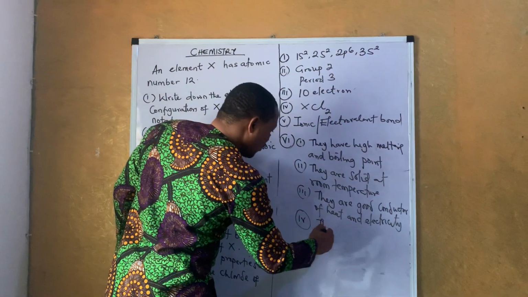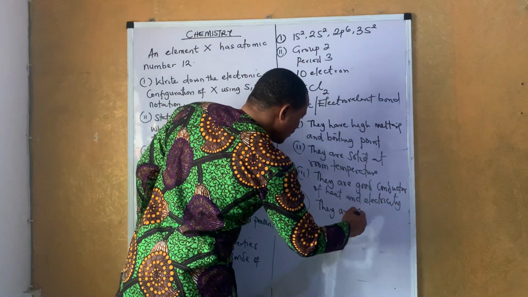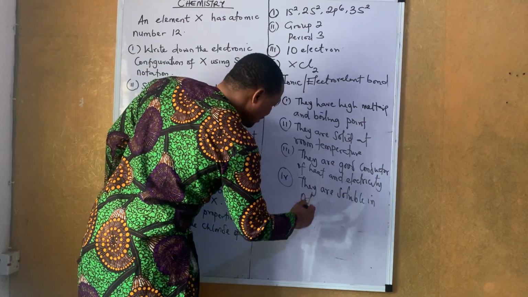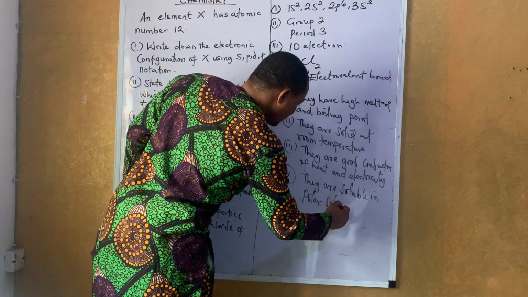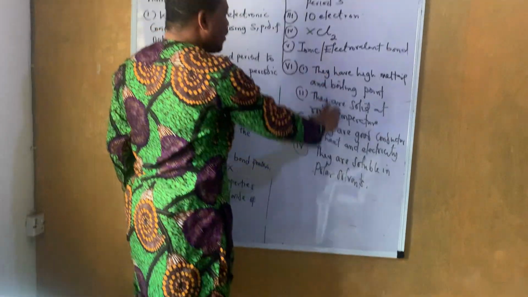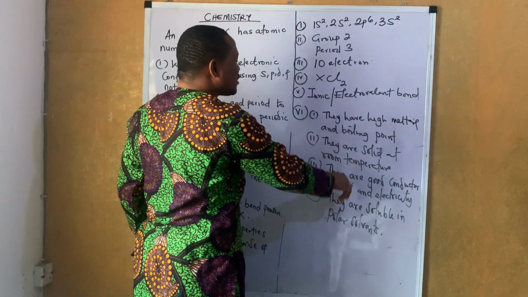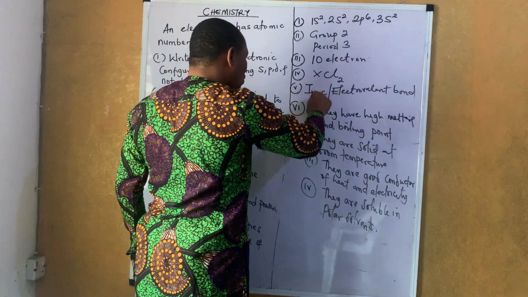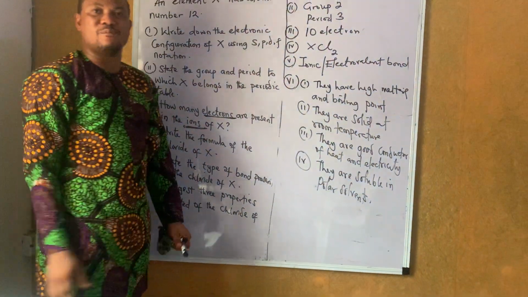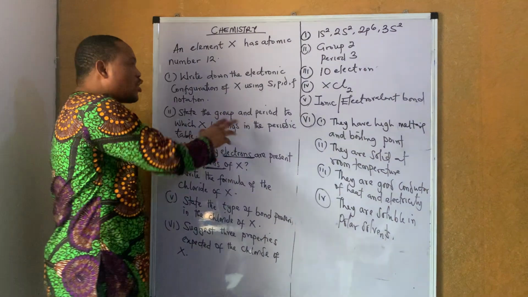They are soluble in polar solvents. We have a lot of them like that. So why am I able to get all these properties? The reason is because I already understood the kind of bond between them is this. So I'm giving the properties of the electrovalent bond, and that's such a question. Please take note of this.